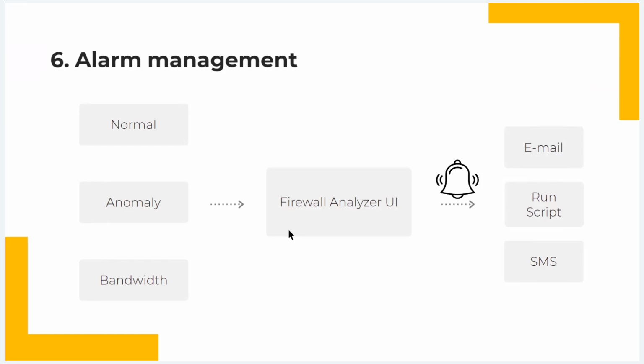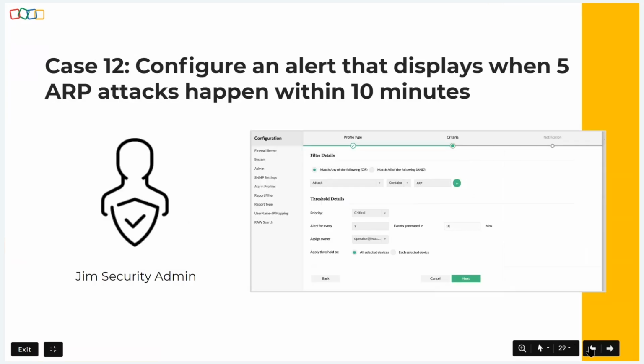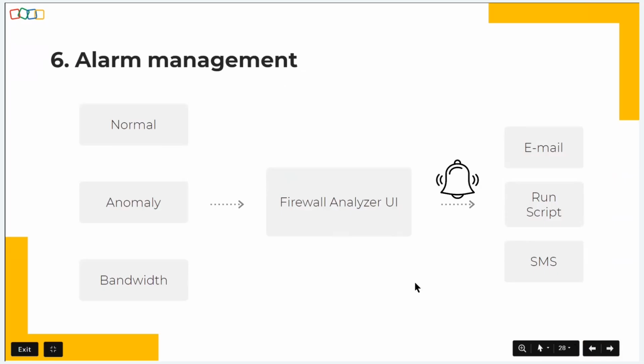You can view all of the alarms in the alarm section in the product UI itself. And all these alerts can be notified directly to you via email. You can have it notifying you via SMS, or you can even configure the tool to run a script when a particular alarm violation has happened.